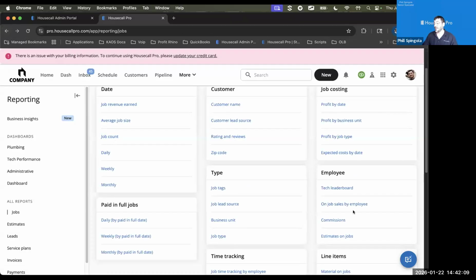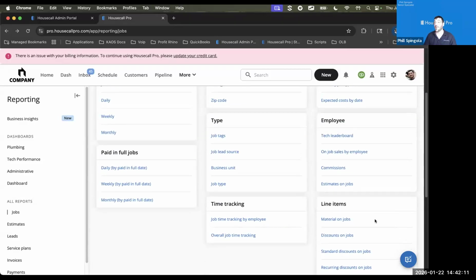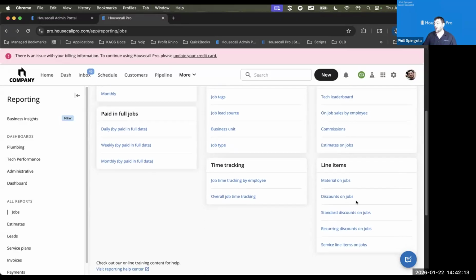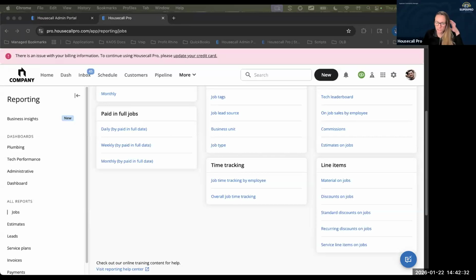And to take it one step further, if you're curious how many were sold, that's where our materials on jobs report comes into play, because that's essentially material tracking, so that we can track how many times a material has been used over a period of time. And I think I saw one other question, but it might have been somebody else's. Oh, so Ryan's got a really good question.